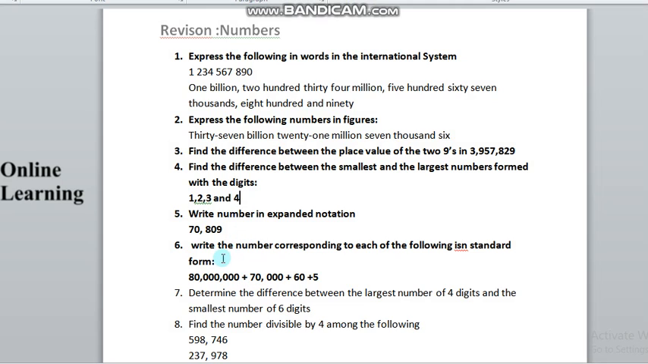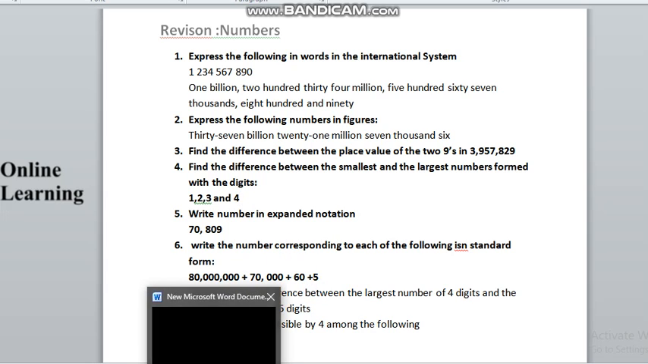Next question is we have a question in expanded form. Then we have to write in standard form. Example, we have 80,070,060 plus 5. How will we write this number? First we will write 80 million. Then what was the next number we have?